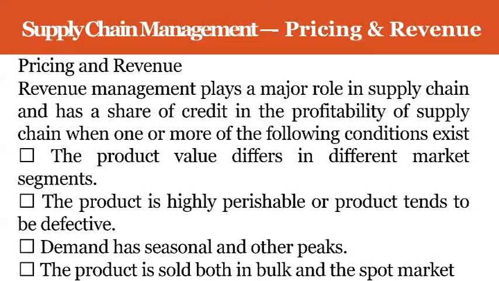We have the product value differs in different market segments. Then the product is highly perishable or tends to be defective. Then demand has seasonal and other peaks. And then the product is sold both in bulk and the spot market.